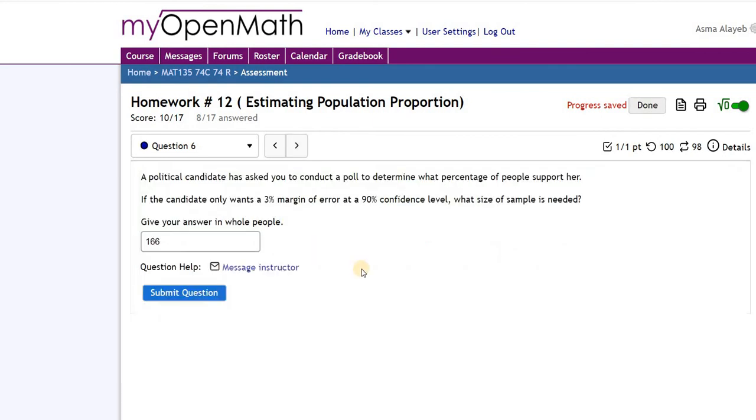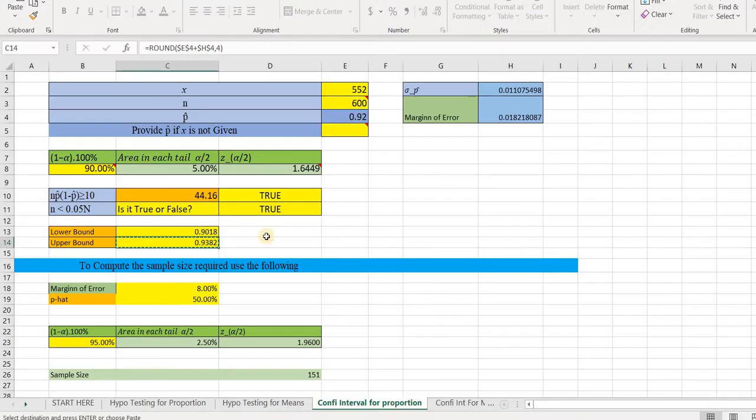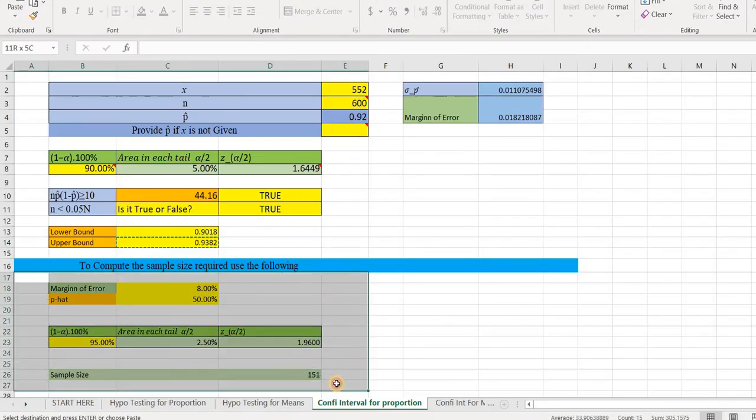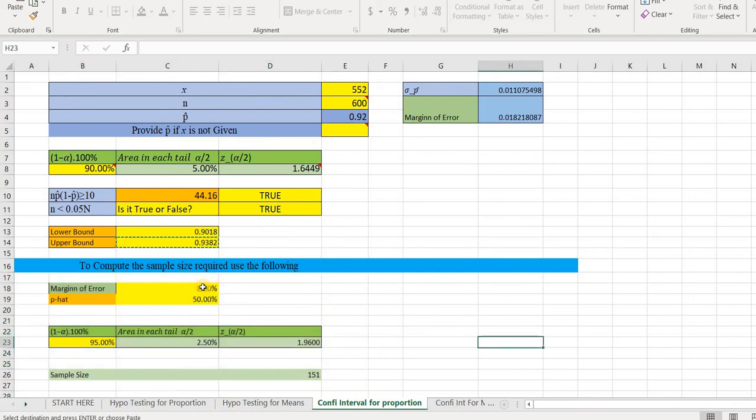A political candidate has asked you to conduct a poll to determine what percentage of people support her. If the candidate only wants a 3% margin of error, so here the margin of error is 3%, at a 90% confidence level, we need to compute the sample size needed. I can compute it with the second part of the sheet, which is this part. Now what I need is the margin of error, which was given as 3%.